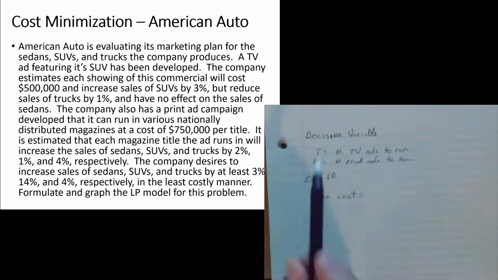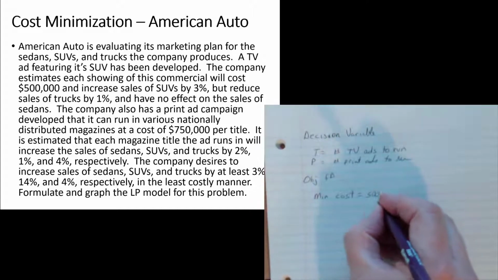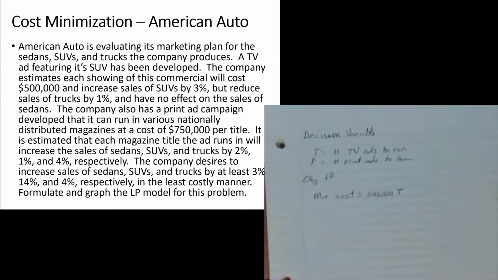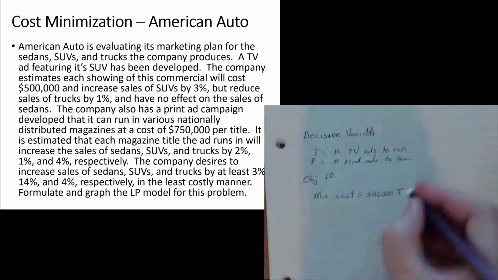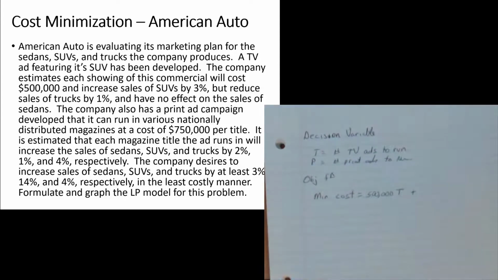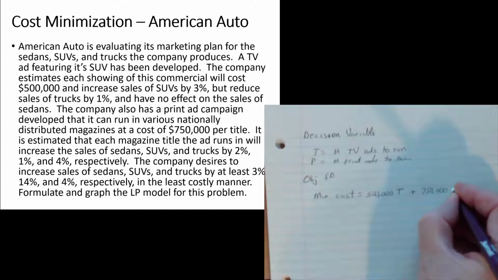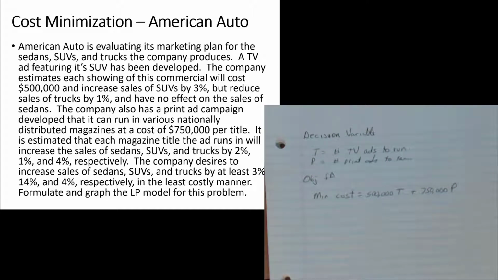Well, $500,000. If I multiply it by the number of TV ads I run, that's the total cost of my TV marketing campaign. And I add to that the print ads. How much does it cost me to run a print ad? $750,000 for each run, times the number of times I run, times P, and that's how much it costs. 750,000 times P tells me how much it costs to run my print campaign. Put them together, that's my total cost for this whole marketing project, and I want to minimize that.